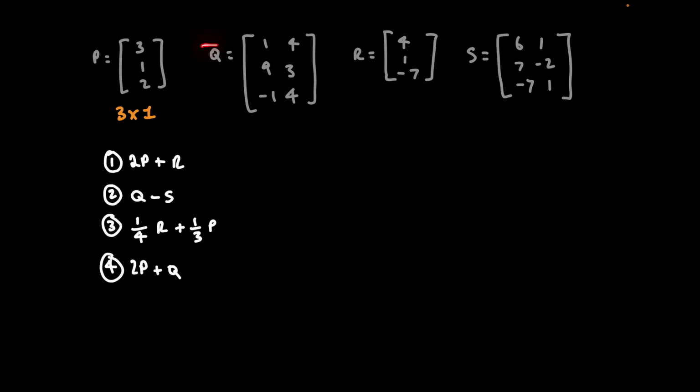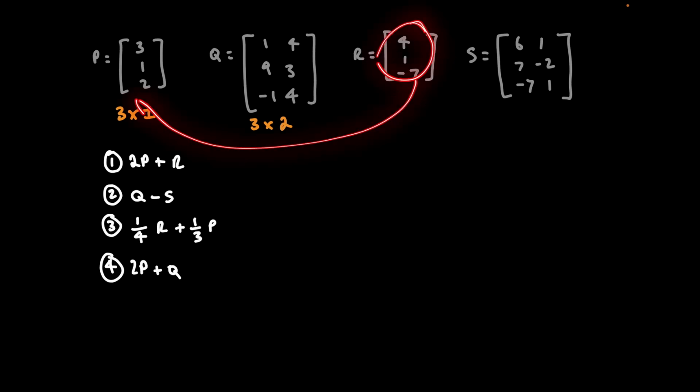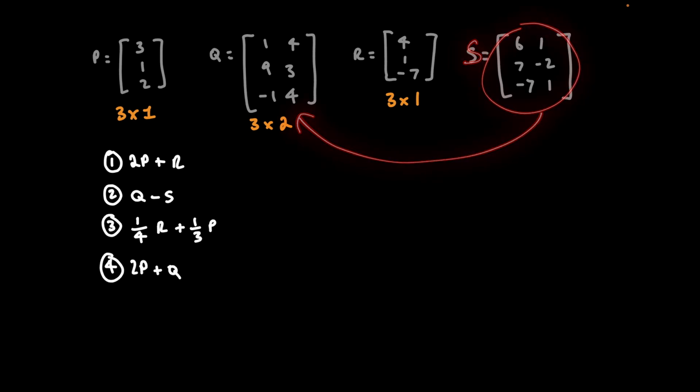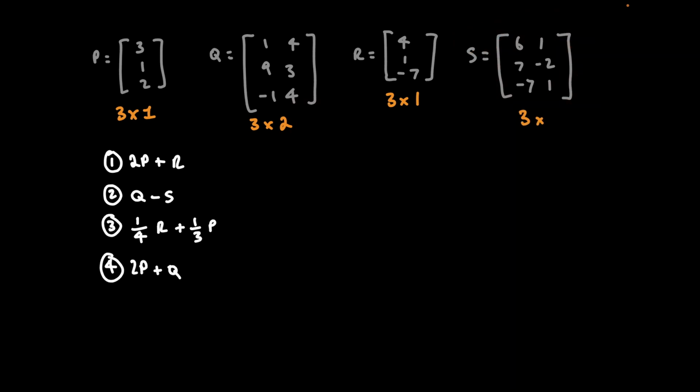The next one is Q. In this case, Q has 3 rows as well, but this time it has 2 columns. So this would be a 3 by 2 matrix. R has the same dimensions as matrix P, so I'm just going to say this is a 3 by 1, and the same logic can be applied for S. S has the exact same dimensions as matrix Q, so we can say that's a 3 by 2 matrix. So now let us work out the following questions.